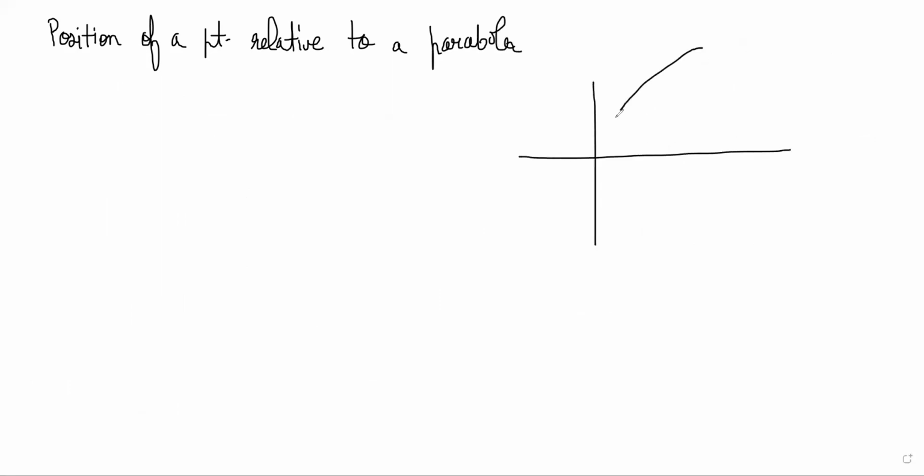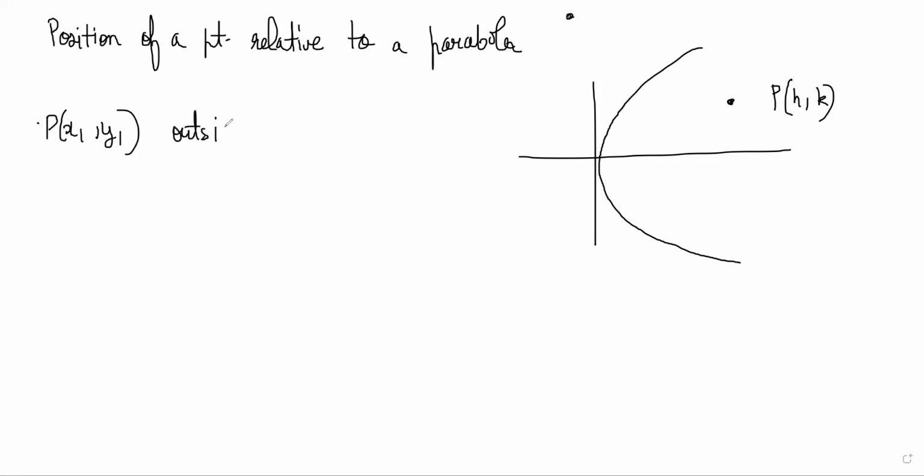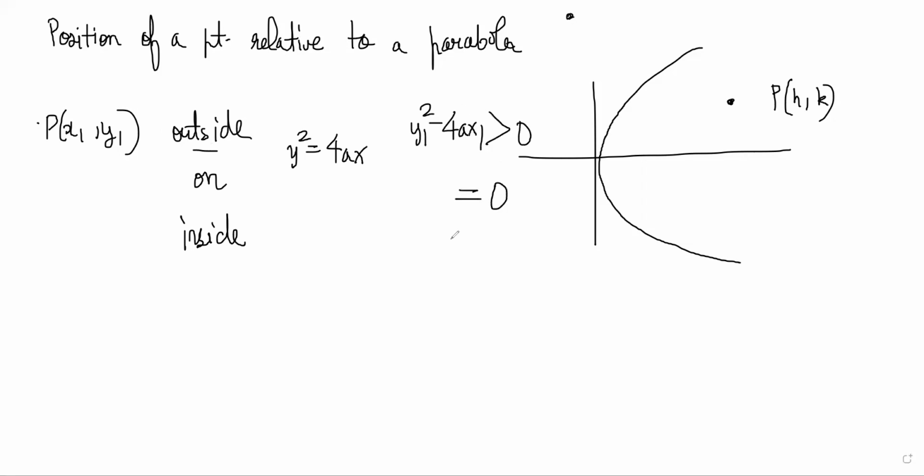So if we draw the curve like this, we want to be able to figure out whether a given point P(h, k) is inside or outside, right? So let's say P(x1, y1) is the point that you want to decide. It is outside, on, or inside the parabola y square is equal to 4ax if y1 square minus 4ax1 is greater than 0, equal to 0, or less than 0.